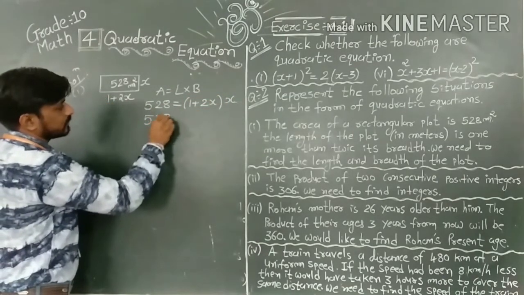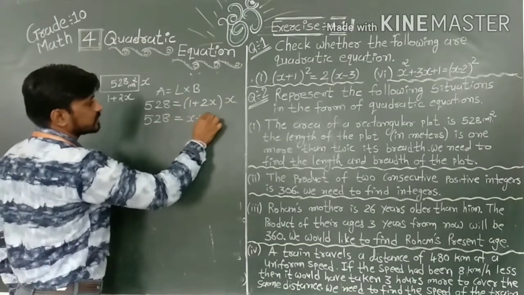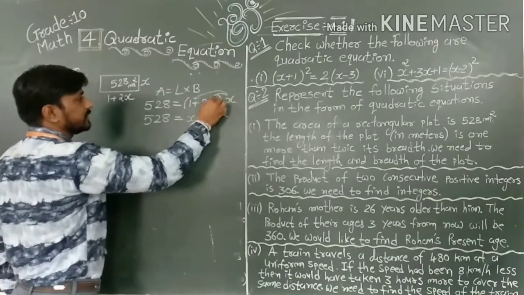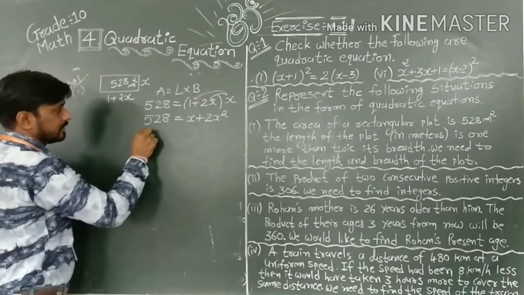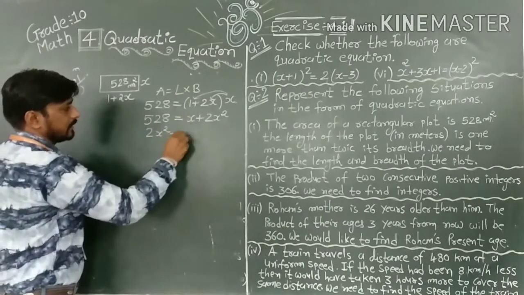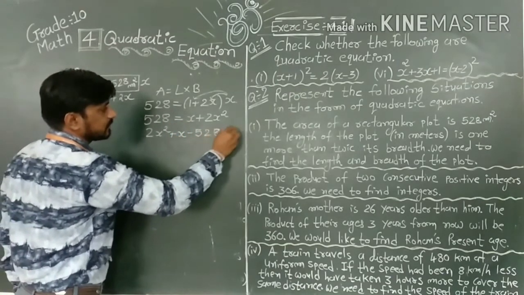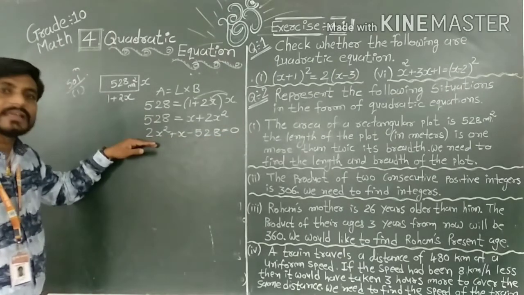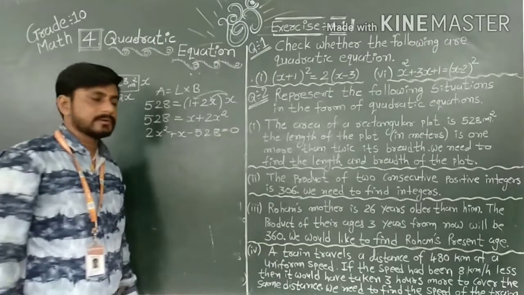equation. 528 is equal to x plus 2x square. Okay? I multiply x with both the terms. Now transfer this 528 to the opposite side. That means I write first 2x square plus x minus 528 is equal to 0. Okay? Now this is the situation in a quadratic equation. We have done the first example.